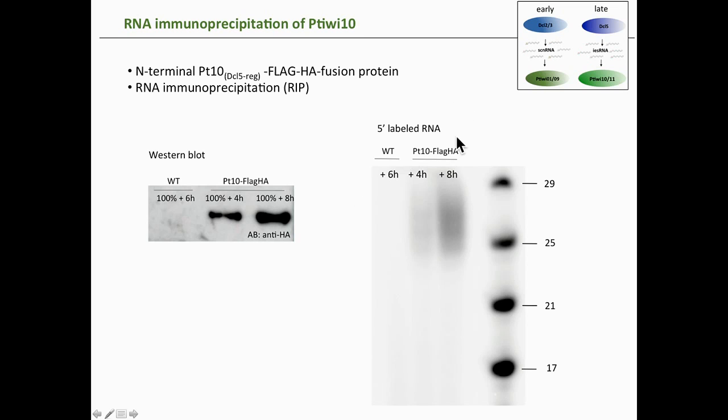We can clearly see here these bands, or this bulk of IES RNAs, spanning between a little bit lower than 25 and a little bit higher than 29. Unfortunately, we did not get the result from the sequencing yet, but we think that it will be fine. So with this, I come to my conclusion.